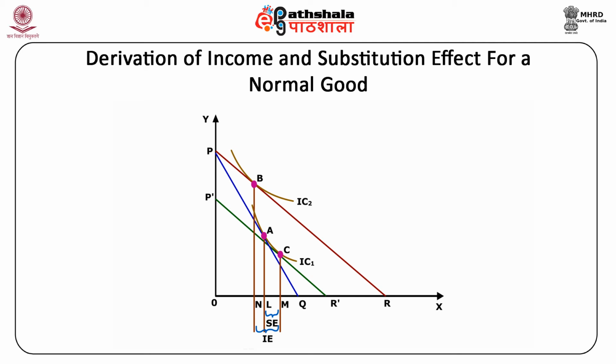Let us now consider the income effect of the price change. The move from point C on IC1 to point B on a higher indifference curve IC2 measures the income effect. The movement from point C to point B does not involve any change in relative price because the imaginary budget line P'R' and actual budget line PR are parallel. Thus, this change in consumer equilibrium from C to B is only due to the change in purchasing power of the consumer owing to the increase in real income due to the fall in price of X, and therefore measures the income effect. If X is a normal good, an increase in purchasing power leads to an increase in the quantity demanded of X. In the figure, MN shows the income effect for a normal good.